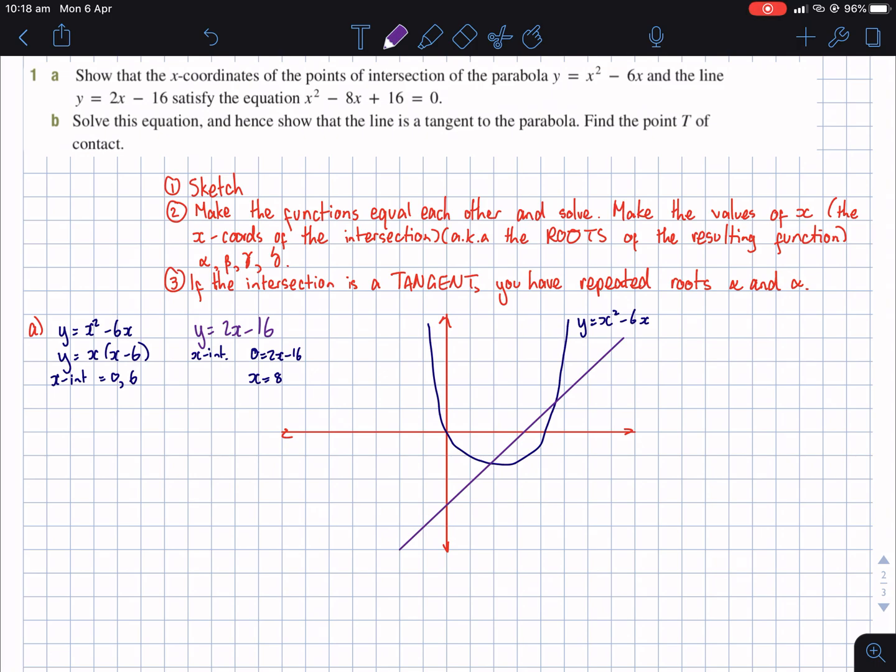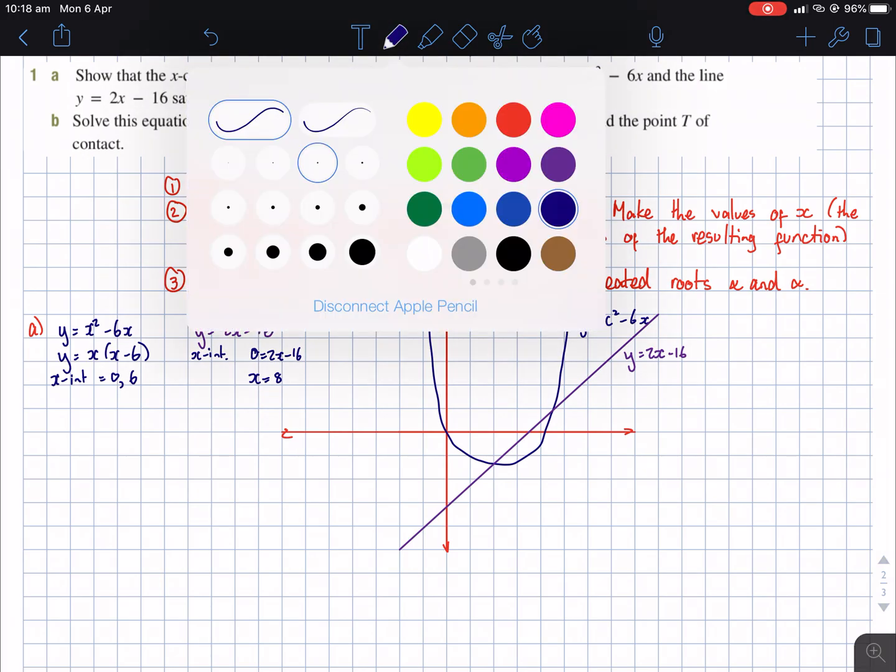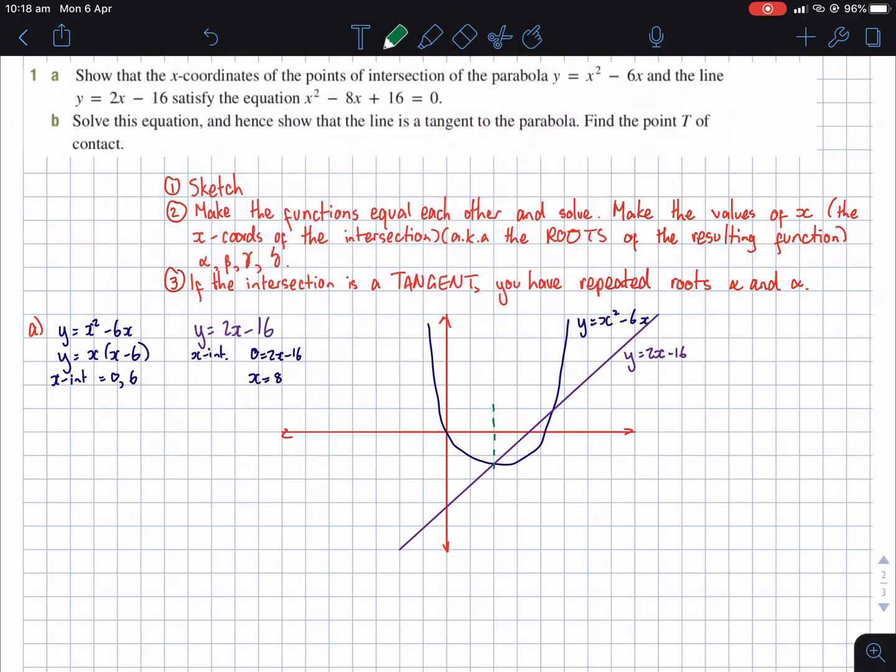Now, I've only done a vague job, so this line could have gone up like that. It could have missed the parabola completely. I'm just going to do that. And this is y equals 2x take 16. I'm going to call the x coordinate of this bit alpha, because that's my first root. And I'm going to call the x coordinate of this bit beta. So that's me sketching to start with.